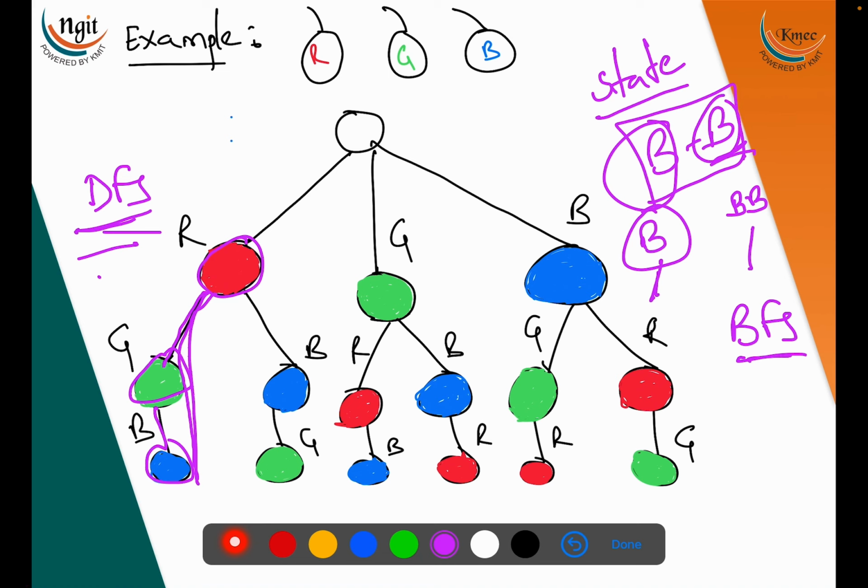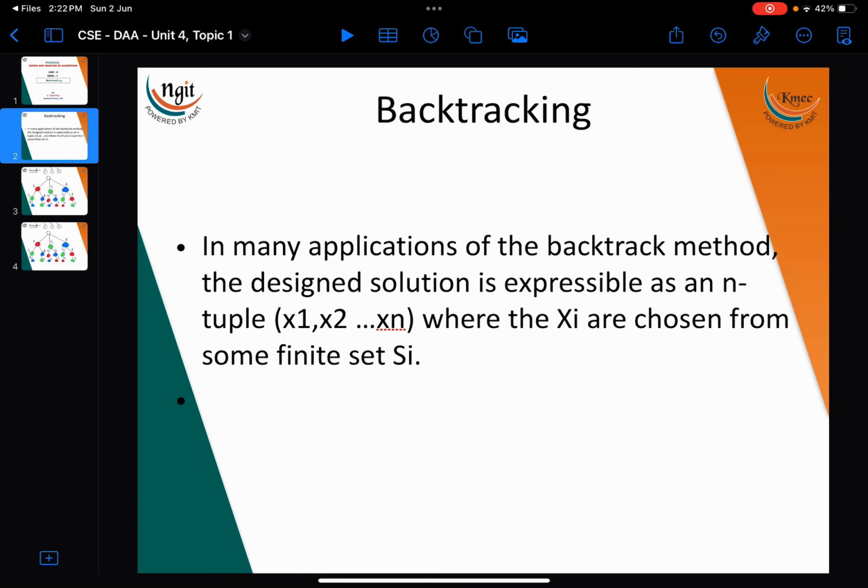That's it. As far as branch and bound is concerned, generating the state space tree should be based upon BFS. That means breadth wise. First we put our red color, then green color, then blue color. Then again we check the possibilities. So branch and bound will use BFS, and backtracking will use DFS.